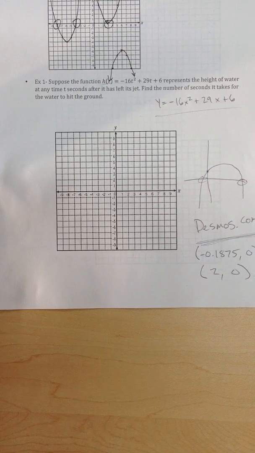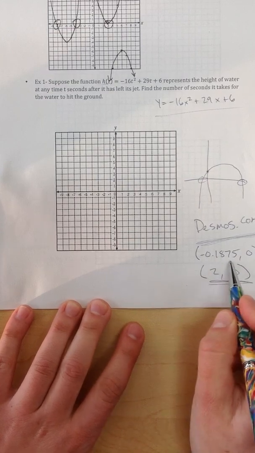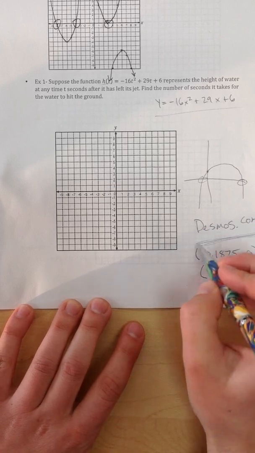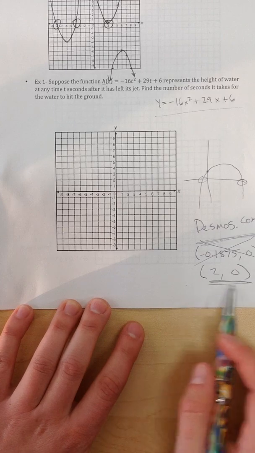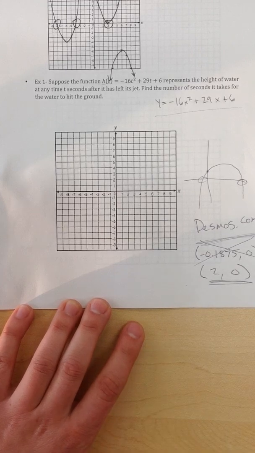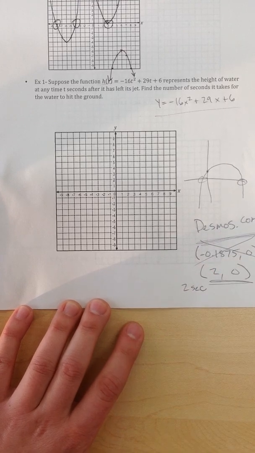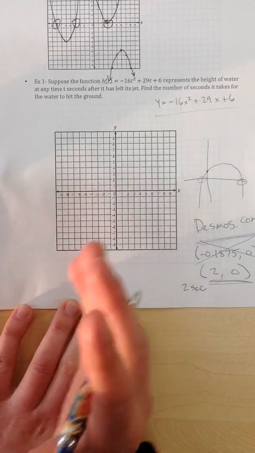Now, since this is a story problem and they're asking about numbers of seconds, only one of these answers actually makes sense. The only answer that makes sense would be the 2, 0, because we can't have a negative amount of seconds. That would basically be before the water even shoots out, so that doesn't make sense. So our actual solution here would be the 2, 0, which means it would take 2 seconds for that water to hit the ground. So 2 seconds.